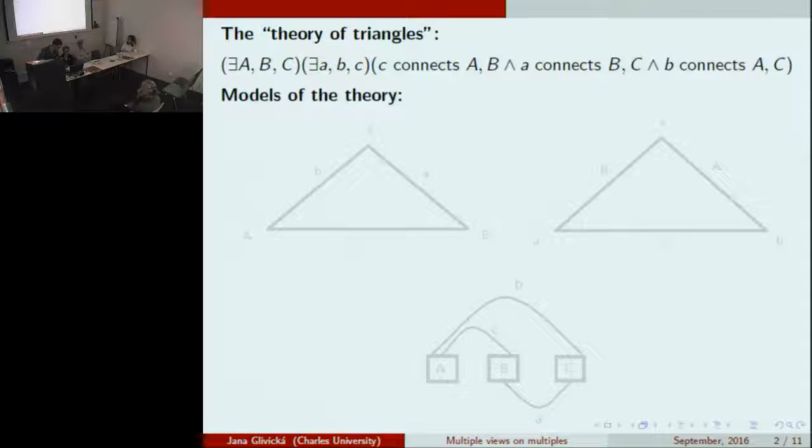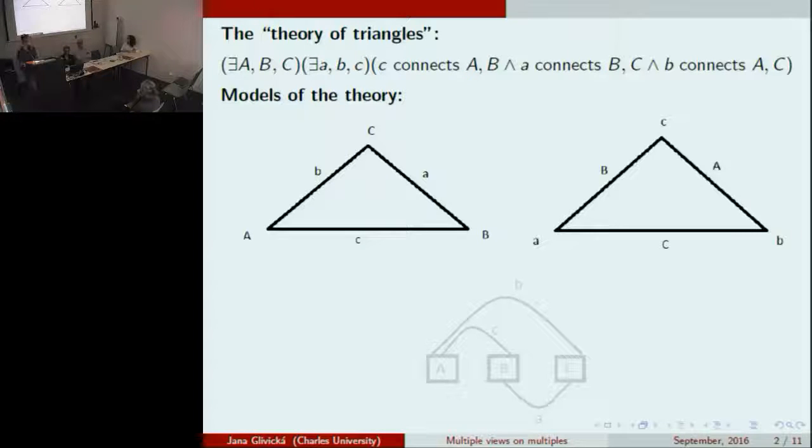So, if you were asked to give a model of such a theory, you could obviously draw a triangle like this. You have three vertices, A, B, and C, connected by three edges, a, b, and c, and obviously the edge c connects the vertices A and B. So it's an example of a triangle. But I can cheat you a bit, because I can say, okay, this is also an example of a model of the theory of triangles.